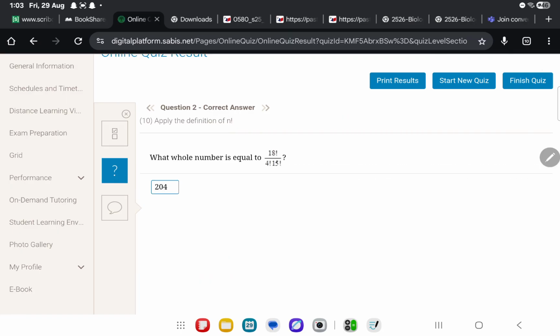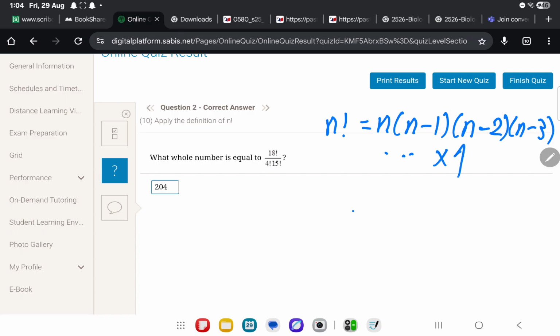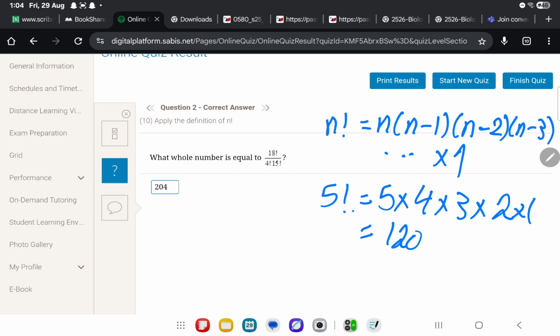Question 2. What whole number is equal to 18 factorial over 4 factorial times 15 factorial? Now, first off, I want to start by explaining what a factorial is. Suppose you have an integer n, any number n. n factorial is going to be equal to n times n minus 1 times n minus 2 times n minus 3, all the way until you get multiplied by 1. So let's take an example. Let's take 5 factorial. 5 factorial is going to be 5 times 5 minus 1 is 4 times 5 minus 2 is 3 times 2 times 1. And that's 5 factorial, which is equal to 120.